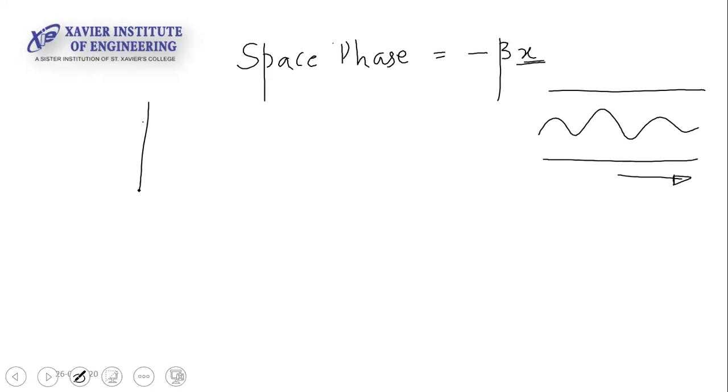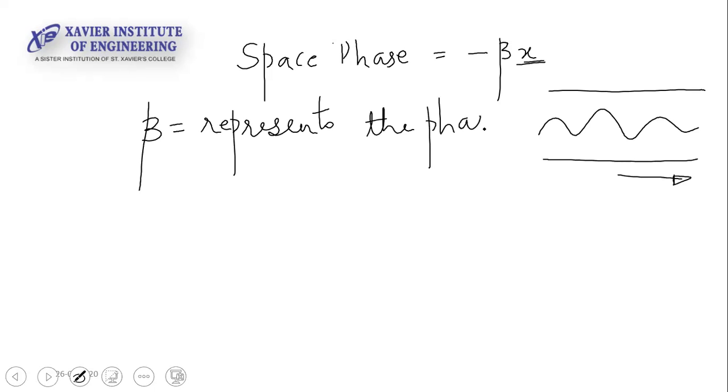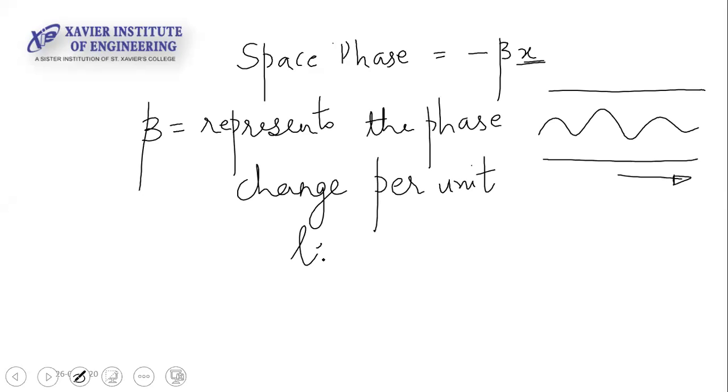So what is beta? How should I define beta? Beta represents the phase change per unit length. It is measured in the unit radians per meter. So this is very important for you to know.